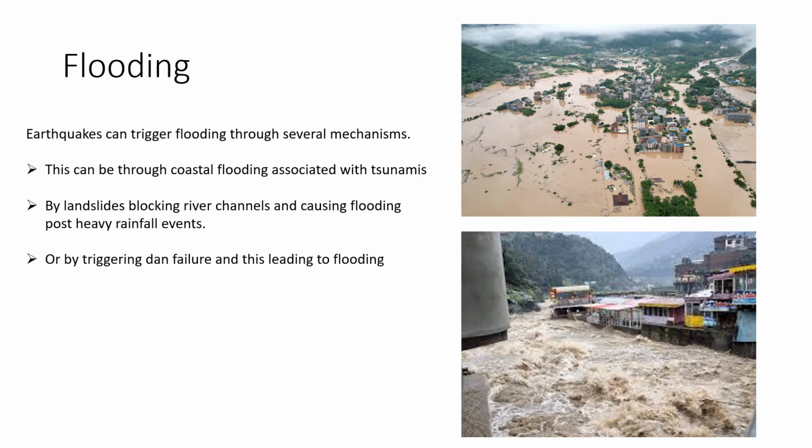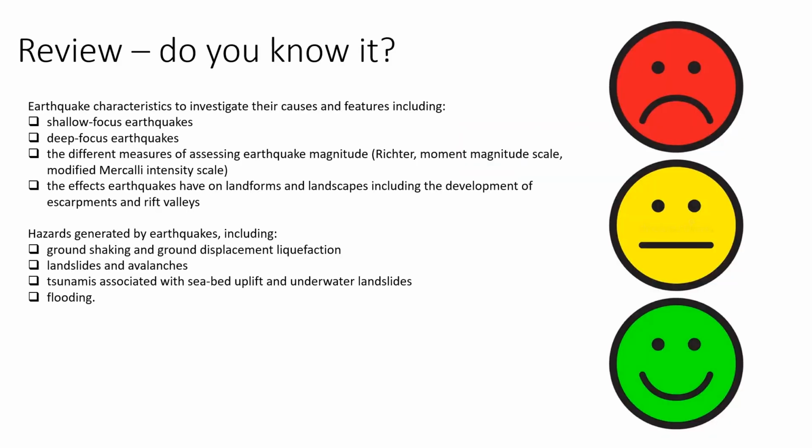As a result, those tsunamis can cause flooding, but actually flooding can be caused through other things as well. So any kind of landslide that might block a river channel or any dam failure in an area of high relief could cause flooding as well, all triggered by an earthquake.